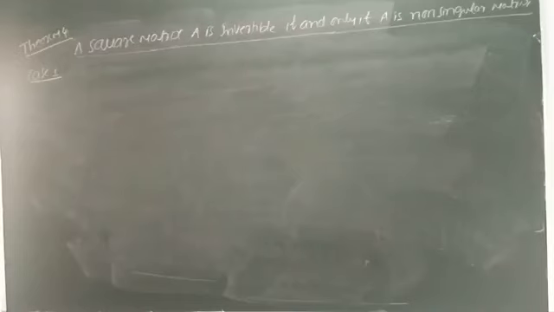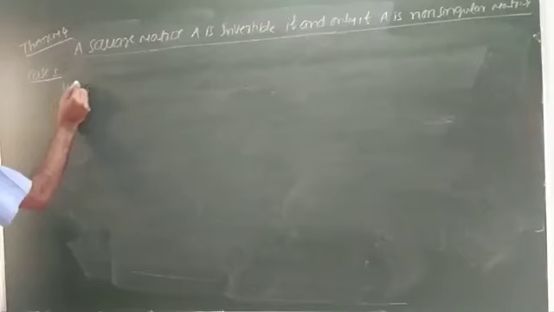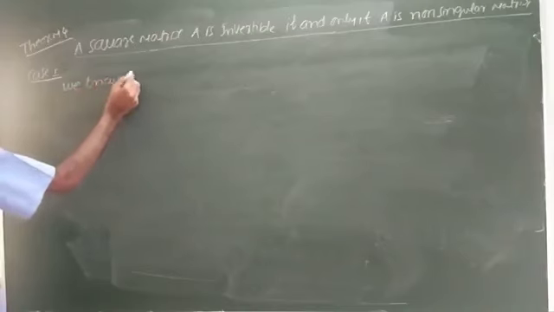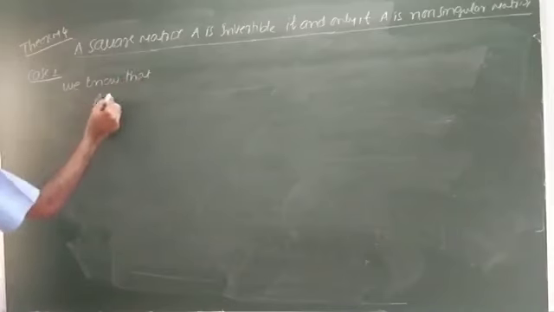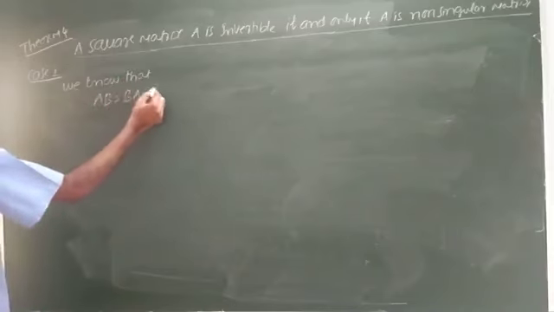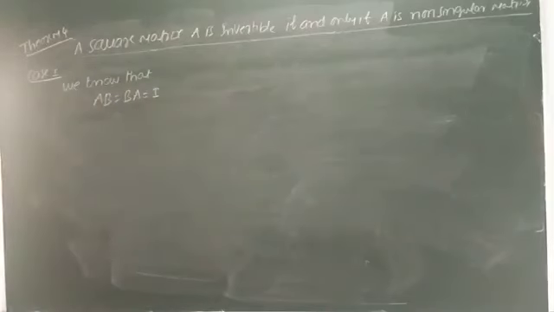Remember students, let us take case 1. We know that AB is equal to BA is equal to I. You know this property? If A is a square matrix, then there exists another square matrix B such that AB is equal to BA is equal to I, then A is said to be the inverse of B and B is said to be the inverse of A. B is denoted by A inverse and A is denoted by B inverse.